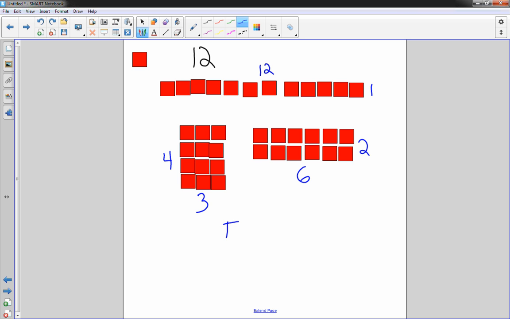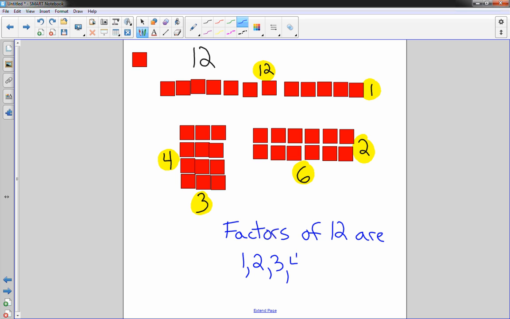So the factors of 12 are, are you ready for this? See if I can get my highlighter to work. Factors are 1, 2, 3, 4, 6, and itself, the number 12. I'm just going to put them in order. 1, 2, 3, 4, 6, and 12.